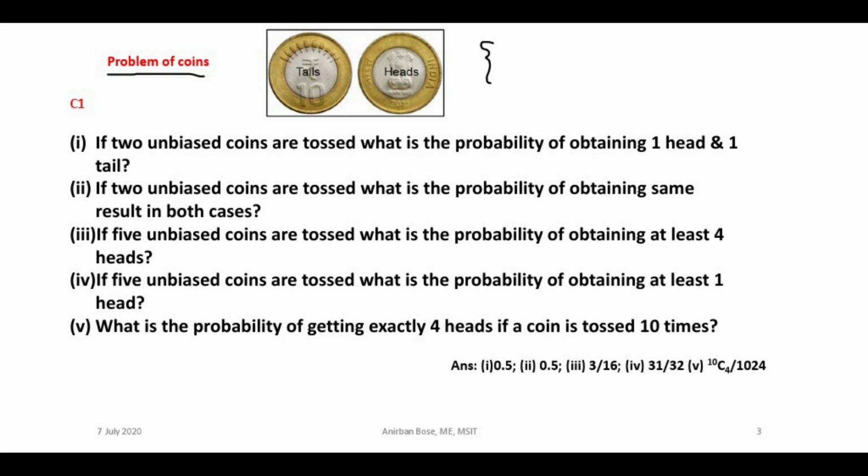Okay, two unbiased coins are tossed. So already we have done that. If two unbiased coins are tossed, what is the sample space? We know sample space contains, okay, this is the sample space. So what is the total number of possible outcomes? That is 1, 2, 3, 4. And what is the favorable outcome to this particular event? What is the event here? Obtaining one head and one tail. Okay, this is the event.